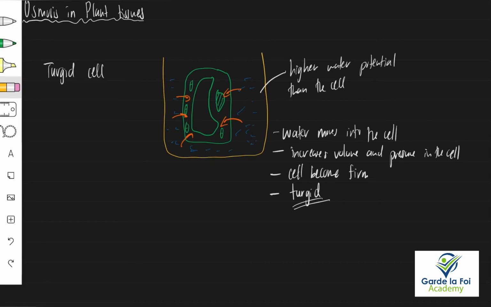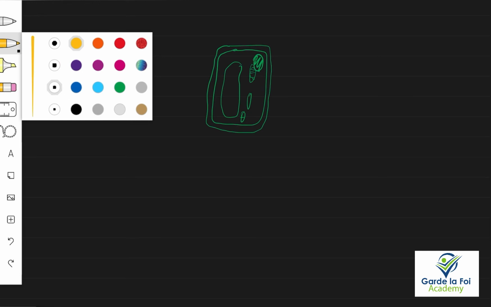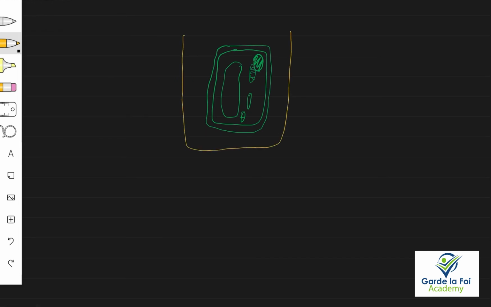So now let's move on and let's have the same cell. This same plant cell, we are going to put it in a solution. This time, the solution has a lower water potential than the cell. So what's going to happen?